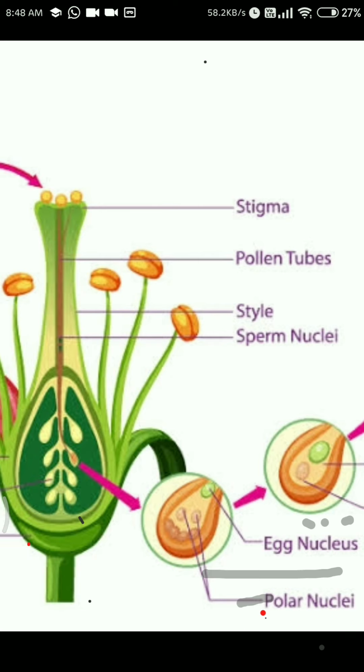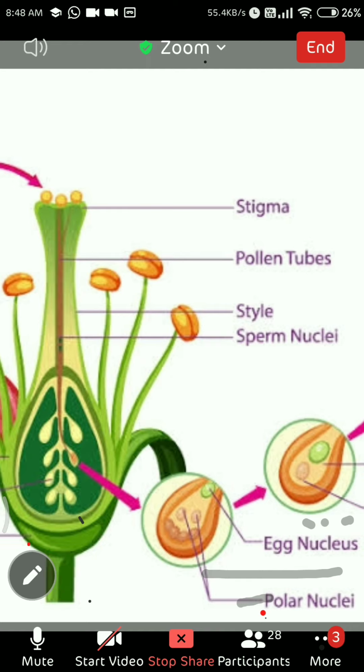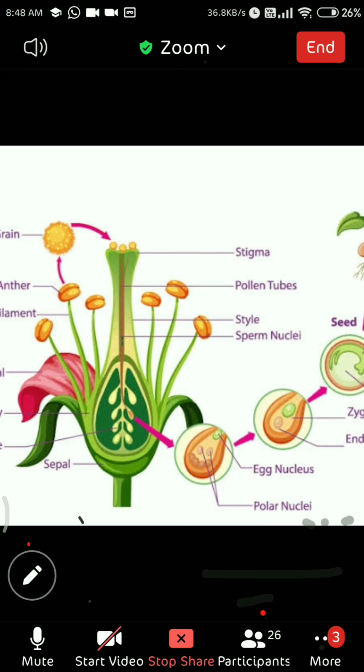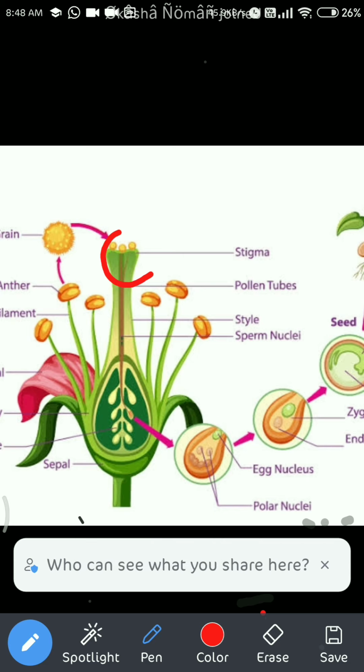So the lowermost part is the ovary, the middle part is the style, and the uppermost part of the female reproductive part is the stigma. Here, this is the swollen part, and the uppermost flattened part is the stigma. This is the style. This is the ovary. Okay.